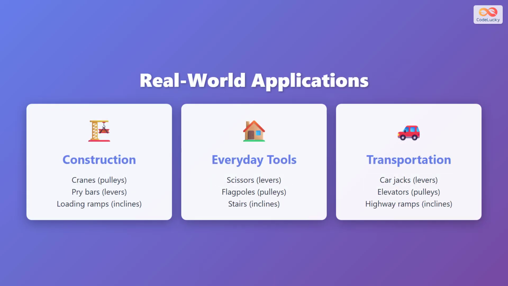Simple machines are everywhere in our daily lives. In construction, we use cranes with pulleys, pry bars as levers, and loading ramps as inclined planes. In everyday tools, scissors are levers, flagpoles use pulleys, and stairs are inclined planes. In transportation, car jacks are levers, elevators use pulleys, and highway ramps are inclined planes. Understanding these principles helps us recognize the physics at work all around us.